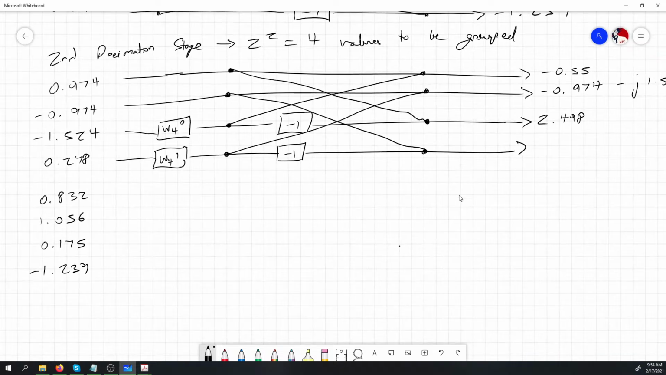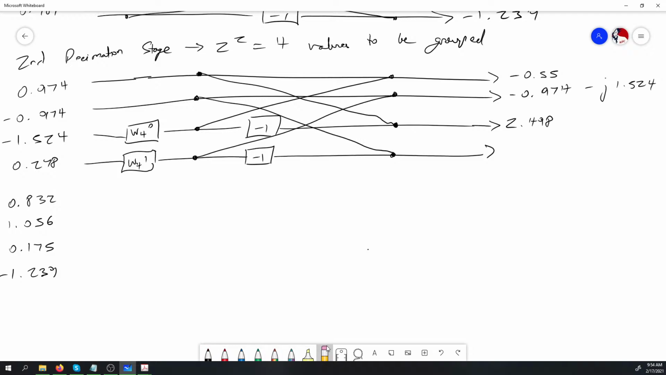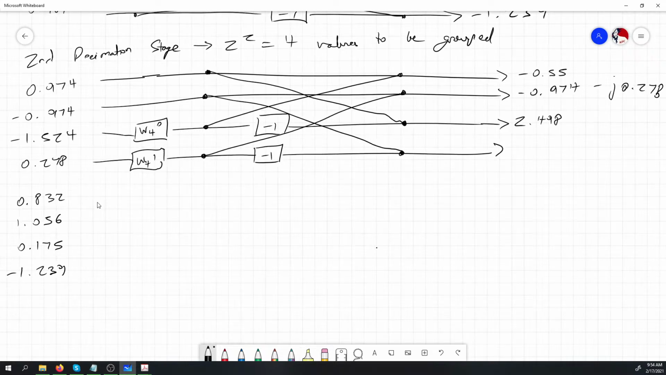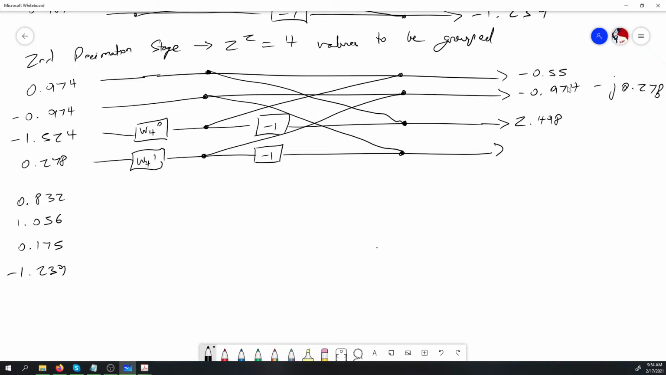Oops, nope. Oh, I'm writing the wrong thing. Oops, my mistake. My calculations here: minus g is 0.278. Alright. That's negative 0.974 going out across there. And we had 0.278 multiplying by W4 of 1. W4 in here was negative g. Right, so that's minus 0.974 minus g 0.278.